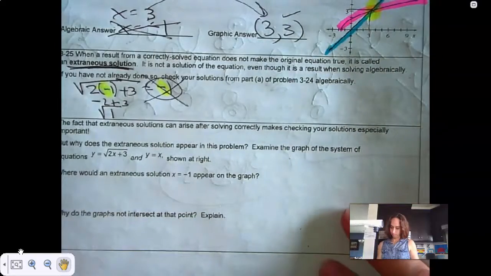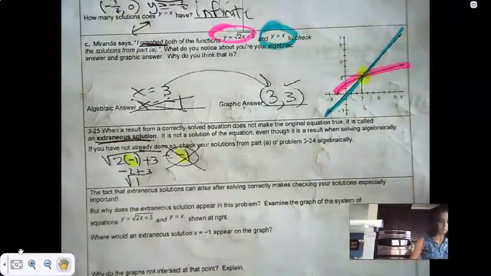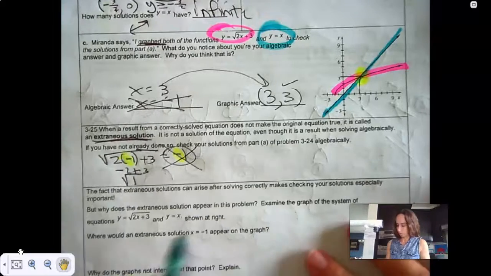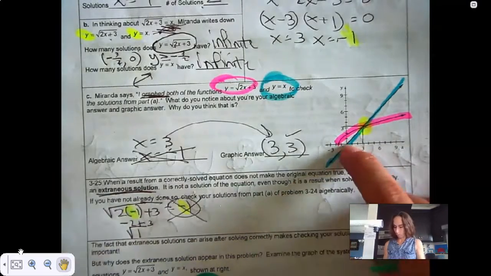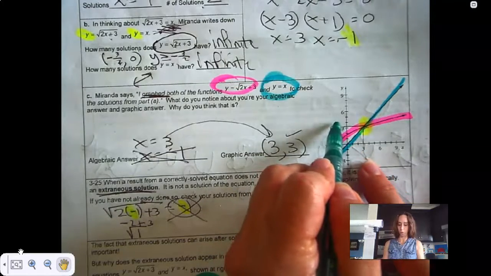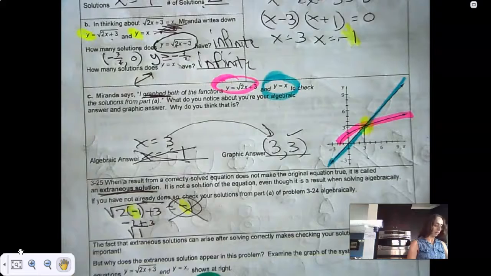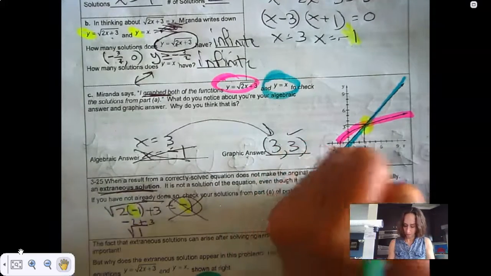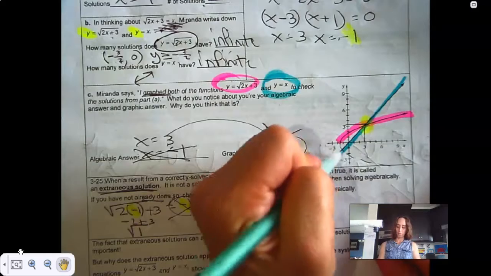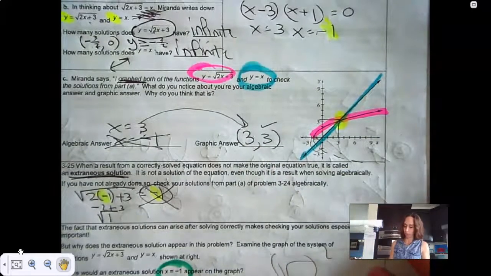Now they want to know, let me get my green pen, where would x equals negative 1 appear on the graph? Well, negative 1 would be here, but it looks like they want it to cross. Maybe, you know what I think they want? They're thinking it's like a parabola. So they're thinking, hey, it also crosses here. Because when you have a square root, you square it, and when you have a square, you square root it.